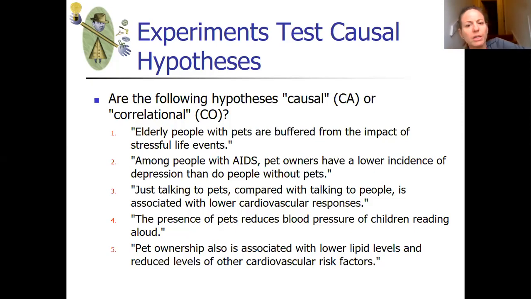Among people with AIDS, pet owners have a lower incidence of depression than people without pets. So you might ask yourself, in this case, is it causal? We've got people with AIDS or HIV, and it seems that people who own pets have a lower incidence of depression than people without pets. So we've got two groups here: a group that has pets and a group without pets. And people with pets are doing a little bit better.